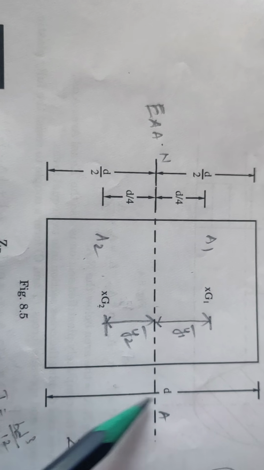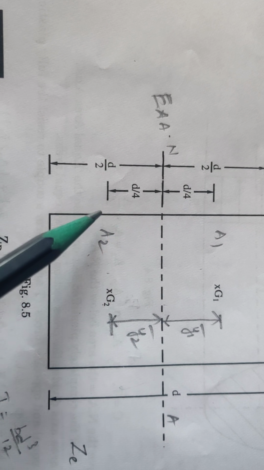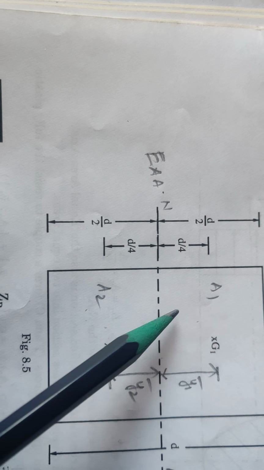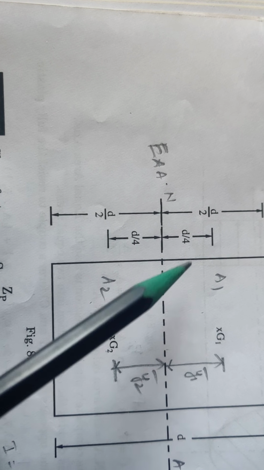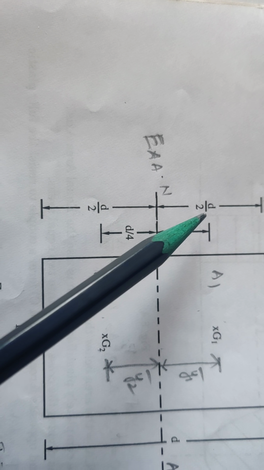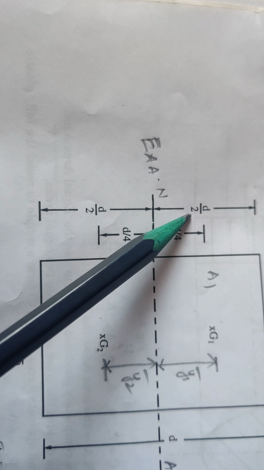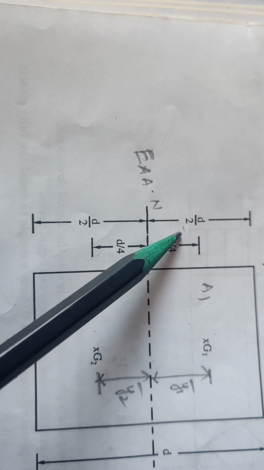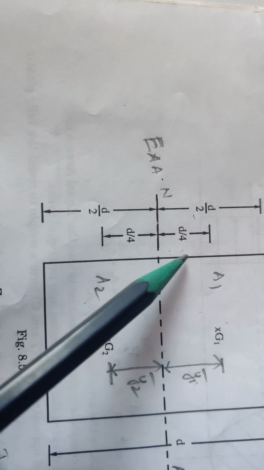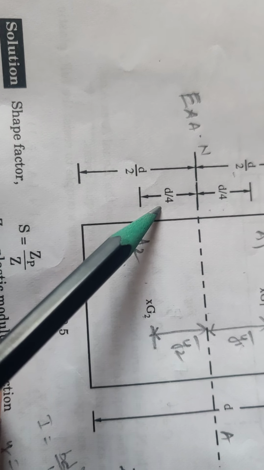The total depth is d, so half of the depth is d by 2 and d by 2. Since it is the equal area axis, for portion 1 the depth is d by 2, and its center of gravity is at half of that, d by 2 into 1 by 2, which is equal to d by 4. So Y1 is equal to d by 4. Similarly, Y2 is equal to d by 4.